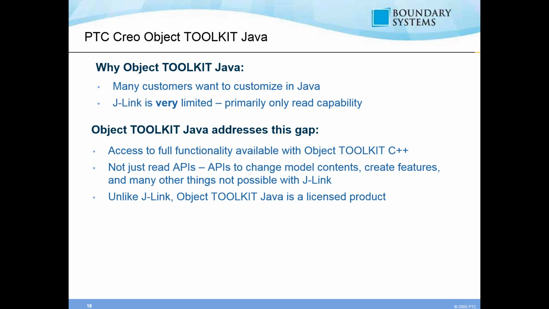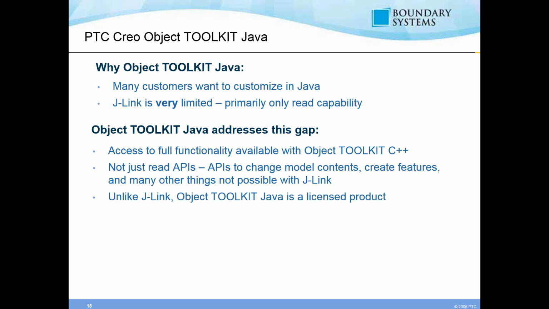So why Object Toolkit Java? That's the main focus of today's webinar, although we're giving you a lot of background information as well. Well, many customers want to customize in Java. Not everybody uses C, and so if you want to program in something else or customize in something else, a lot of people want to use Java. The option to do Java customizations in the past was JLink, which was very limited. Like we said, that wasn't a licensed product, and its functionality was quite limited, and it primarily only provided read capability to the models. It didn't give you a lot of capabilities to actually create and modify geometry.